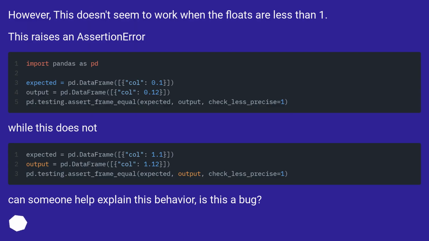However, this doesn't seem to work when the floats are less than 1. This raises an assertion error. While this does not, can someone help explain this behavior? Is this a bug?